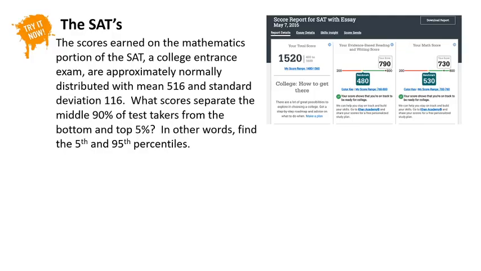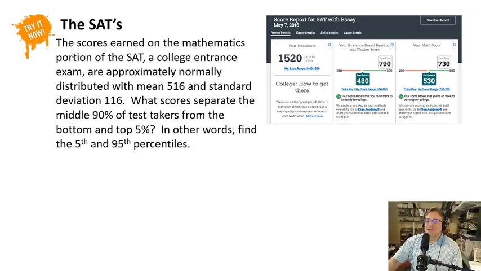All right, the SATs, another example of data that is very well distributed according to a normal distribution. The scores earned on the mathematics portion of the SAT, a college entrance exam, are approximately normally distributed with mean 516 and a standard deviation of 116. So what scores separate the middle 90% of test takers from the bottom and top 5%? In other words, find the 5th and 95th percentiles. It's going to be very similar, except you're not looking at the middle 60%, you're looking at the middle 90%, with just little pockets of 5% in the tails on either side. So take some time for this problem.